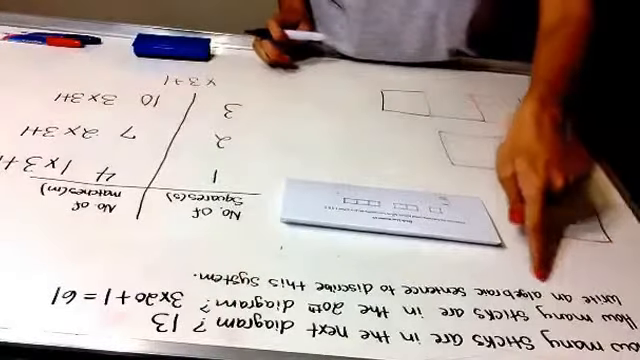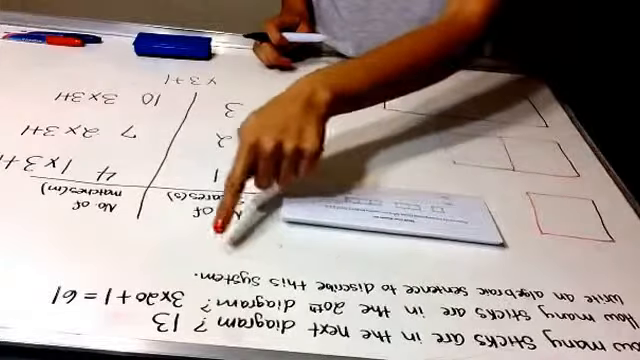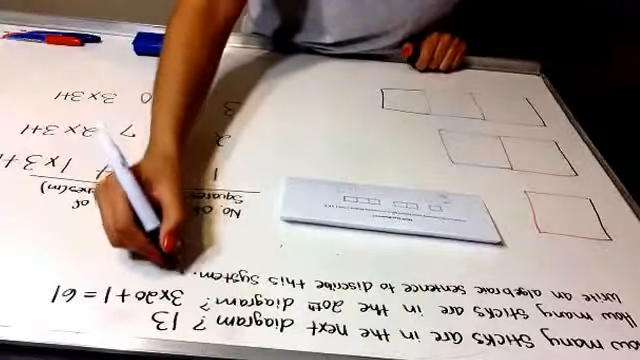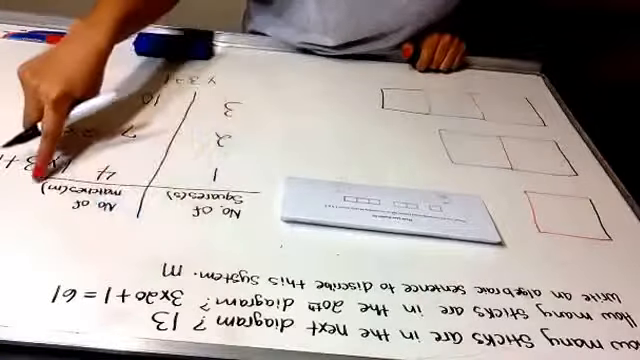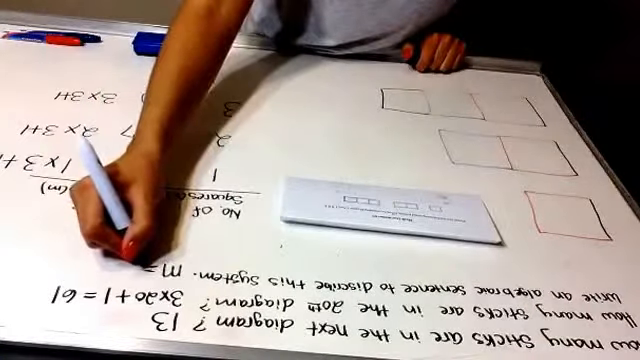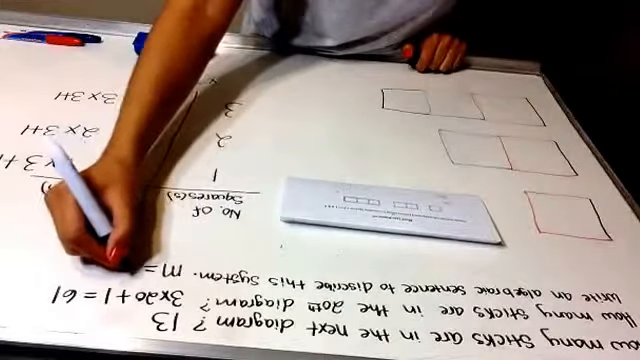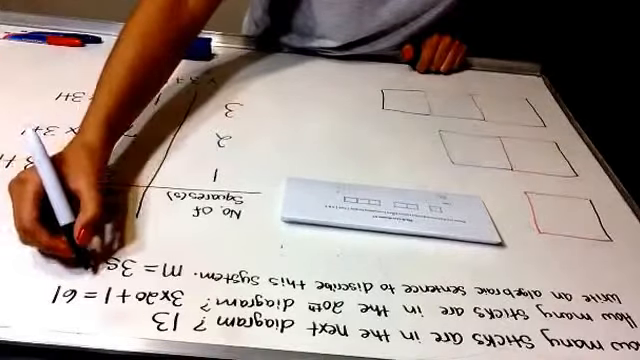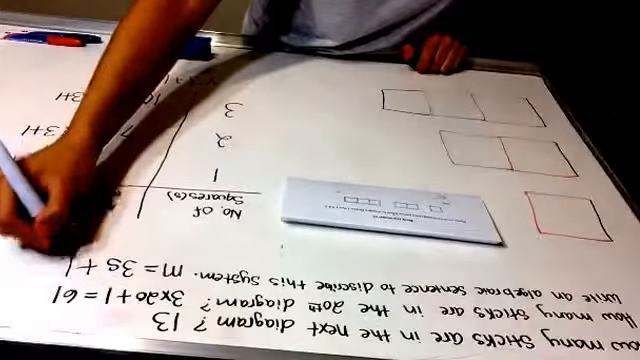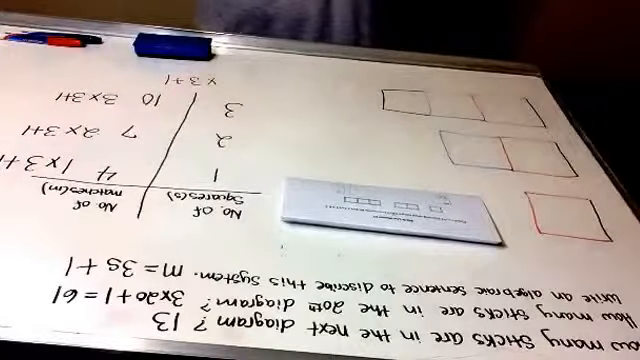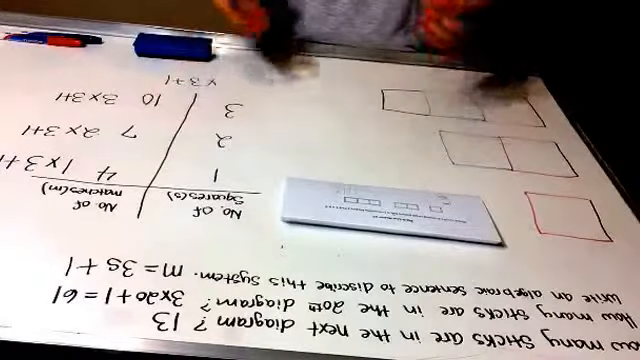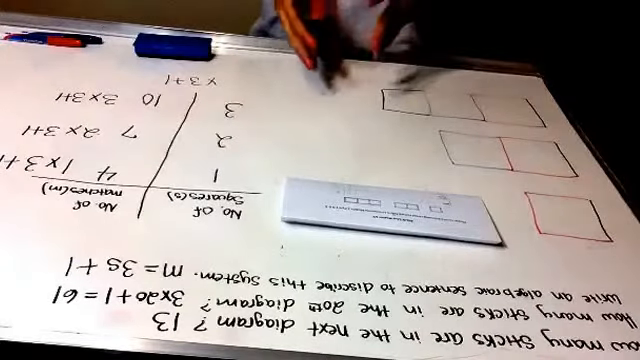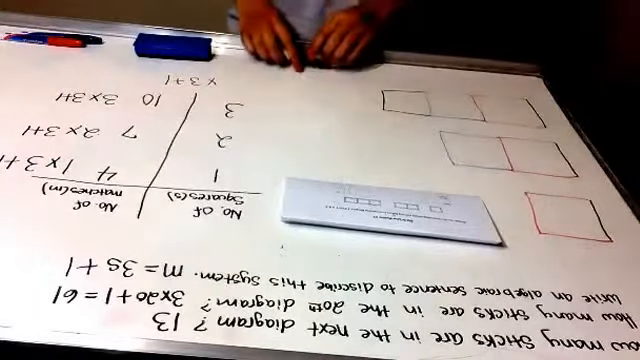So now it says, write an algebraic sentence to describe this system. Well, we first want to say that the number of matches, so M, equals 3 times the number of squares plus 1. And this is the way we have used to find out the algebraic pattern rule that we have created here today.